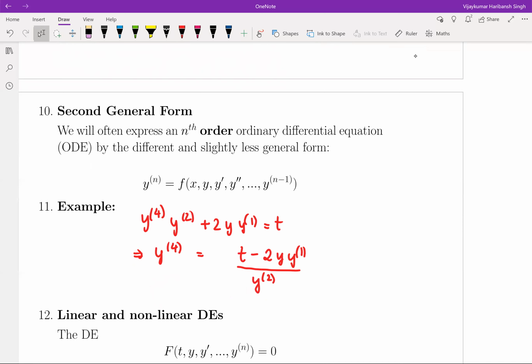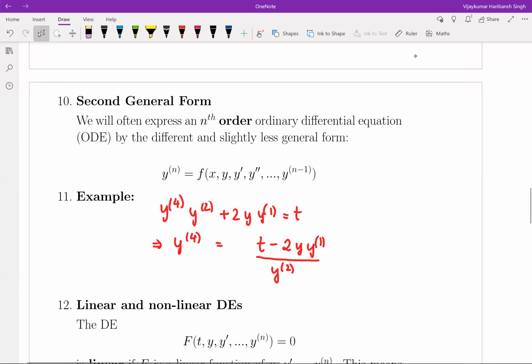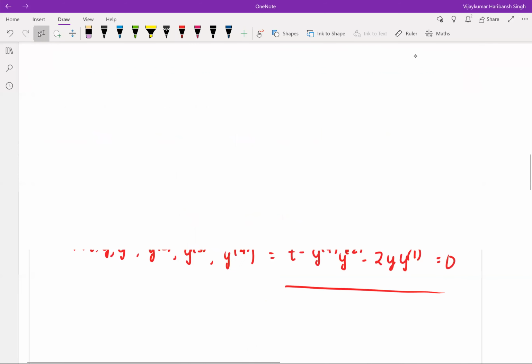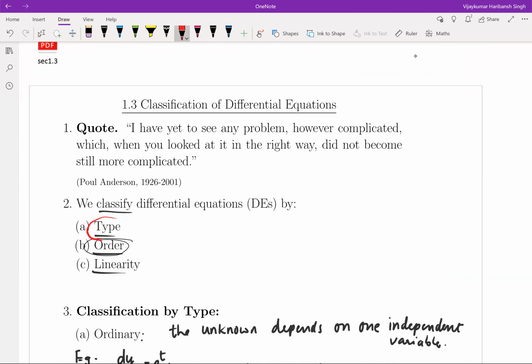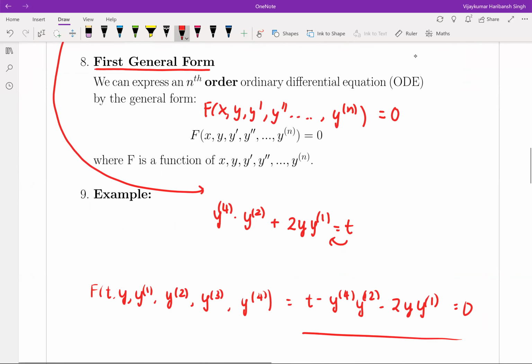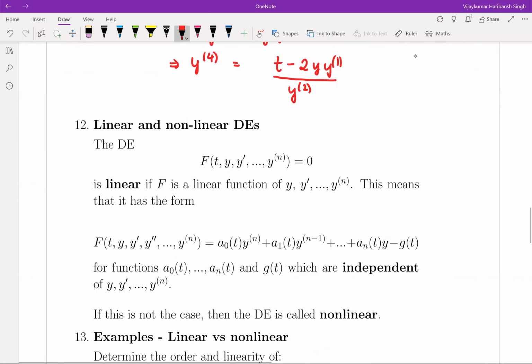Okay. So now comes the next classification. We built all these general forms to understand the next classification. We did two classifications already. The first was classification based on type. Second, we did classification based on order. And the third one we are interested in is the classification based on linearity. So let's move ahead and do the classification based on linearity.